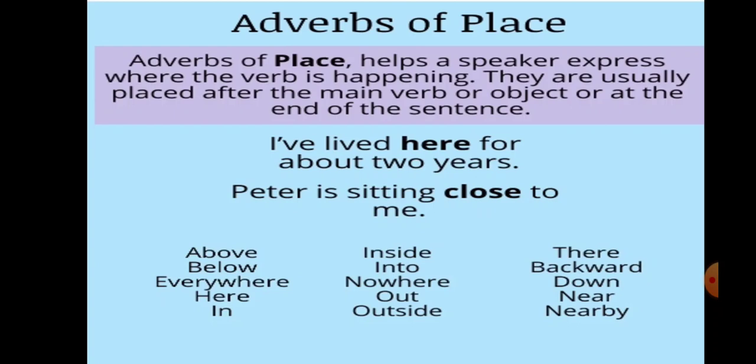Here also, as you can see, a few words are given, that is above, below, everywhere, here, in, inside, into, nowhere, out, outside, there, backward, down, near, nearby. All these words are adverbs of place. So you can use these words and make sentences. Do practice.